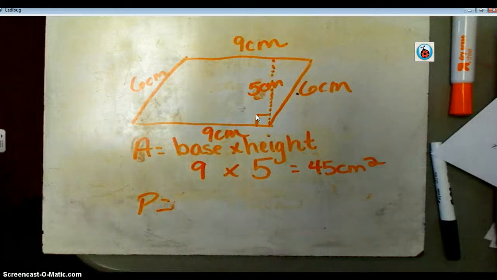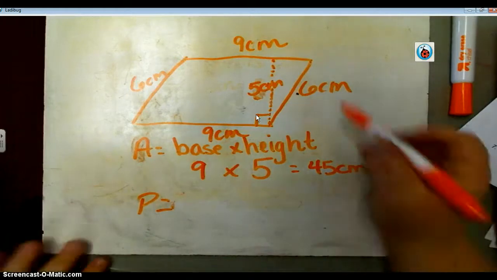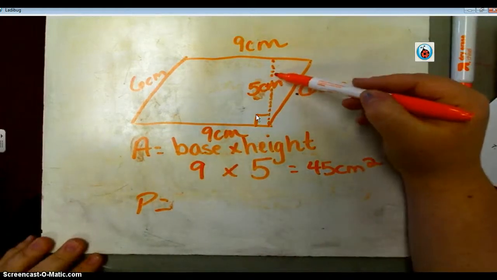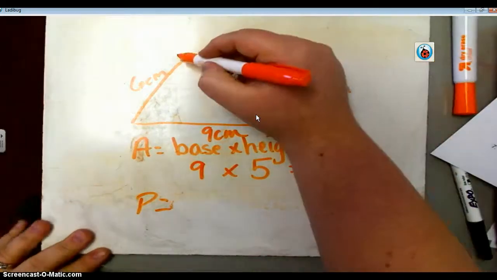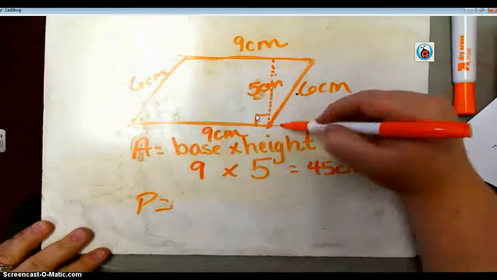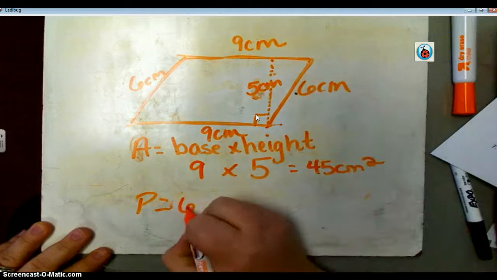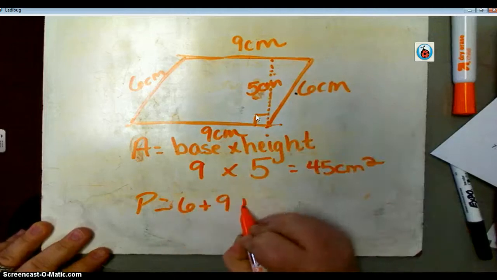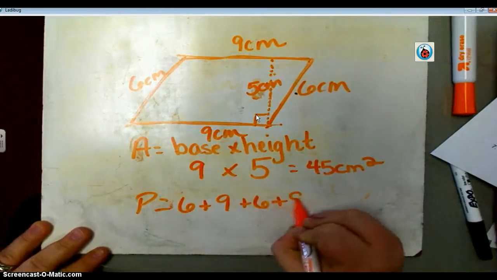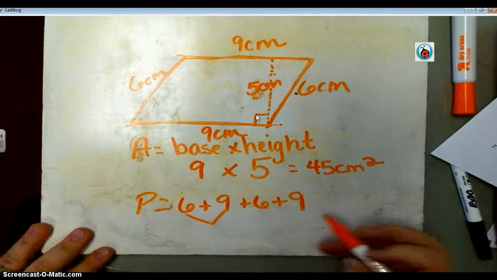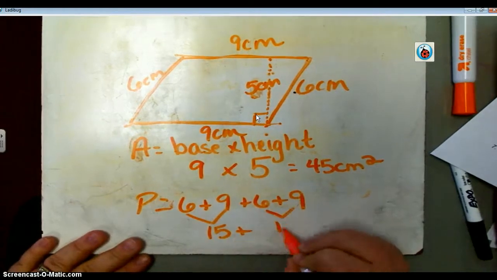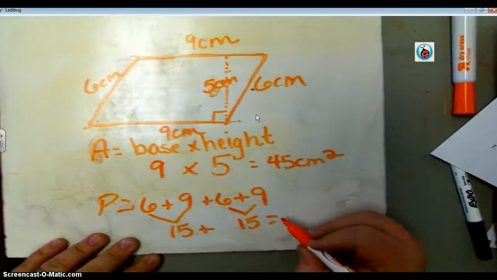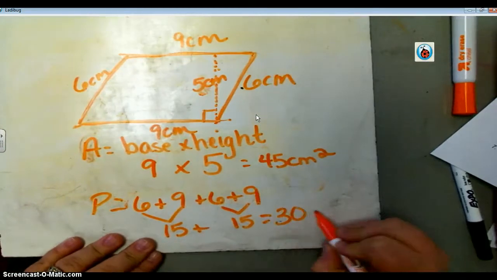Perimeter means distance around the object. Do I need this 5? No. No. I need 6, 9, 6, and 9. Okay, so 6 plus 9 plus 6 plus 9. 9 plus 6 is? 15. 9 plus 6 is? 15. 15 plus 15 equals 30 centimeters.